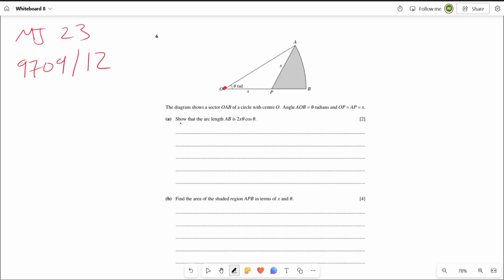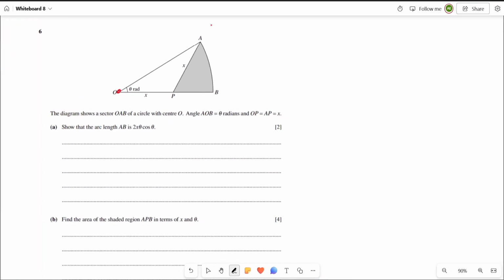Part A says show that the arc length AB is 2x theta cosine theta. Okay, so I'm basically required to get this arc length. To get something, we need to know its formula. Very simply, the arc length formula goes like this. We're talking in radians here, so it's going to be the angle of the sector, which is this angle, over 2 pi multiplied by the circumference of the circle, which is 2 pi r. So this is going to be the arc length. We can further simplify it. 2 pi are going to cancel, so we're going to have basically theta times r.